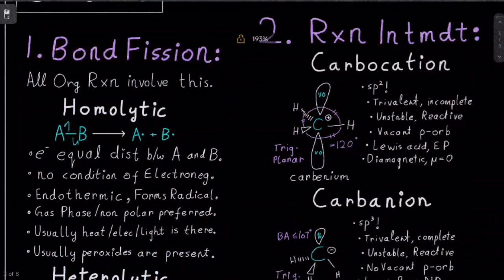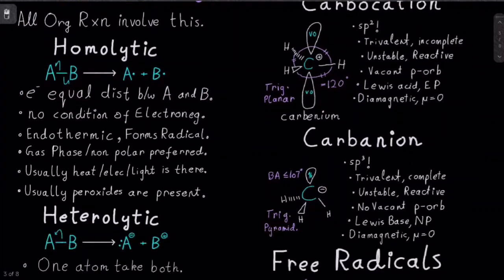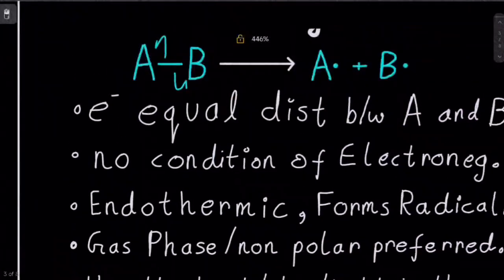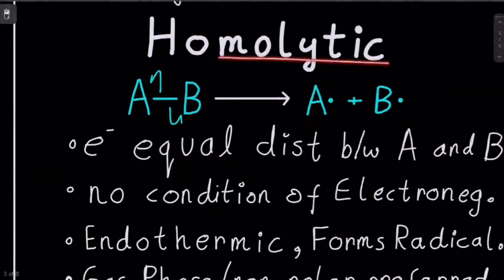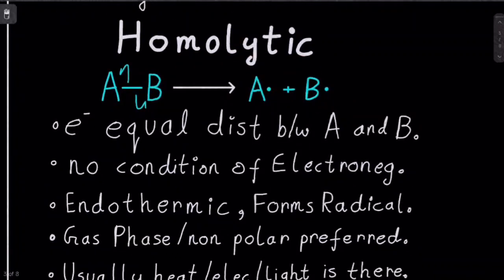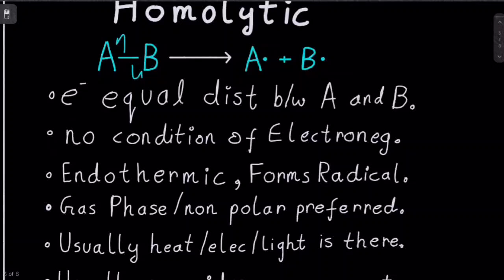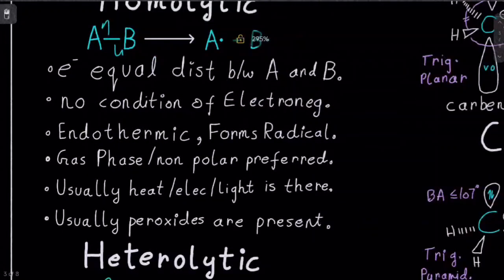You must know about bond fission. All organic reactions involve bond fission. How will a reaction happen without the breaking of bonds? This is homolytic fission, in which we use half arrows, also known as fishhook arrows, to convey that homolytic fission has taken place. There are 2 electrons in this bond, and they equally distribute between the 2 atoms. In homolytic fission, there is no condition of electronegativity between the 2 atoms, but it is preferred if they both have similar electronegativities, although it doesn't matter much.